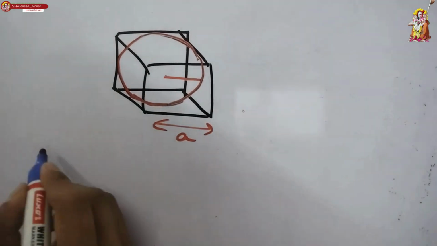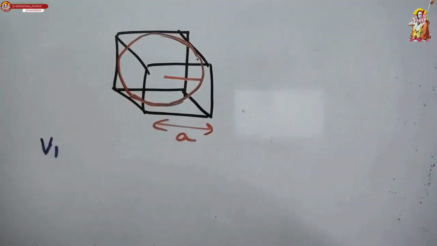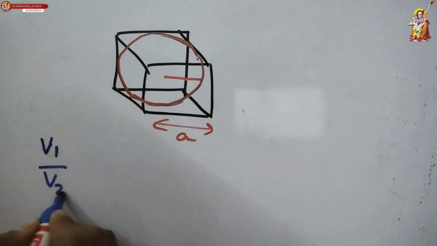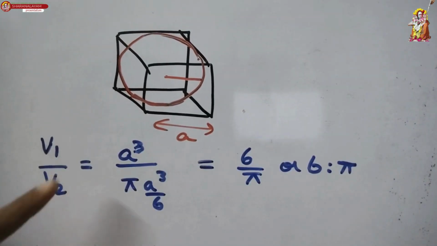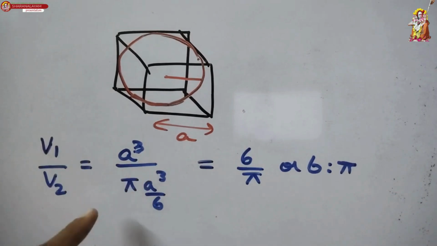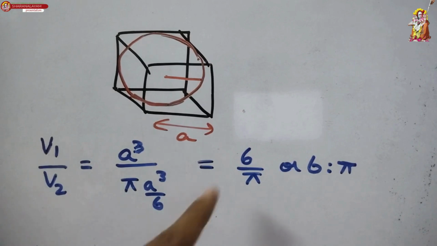Now, let V1 be the volume of the cube and V2 be the volume of the sphere. So, the ratio will be a cube upon pi into a cube upon 6, which gives us 6 upon pi, or 6 is to pi. So, the given statement that the ratio of the volume of the cube to the volume of the sphere will be 6 is to pi is correct, true.